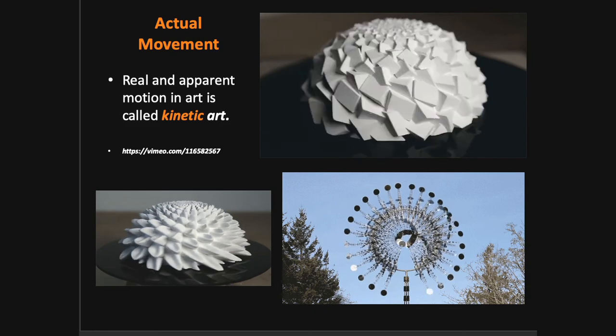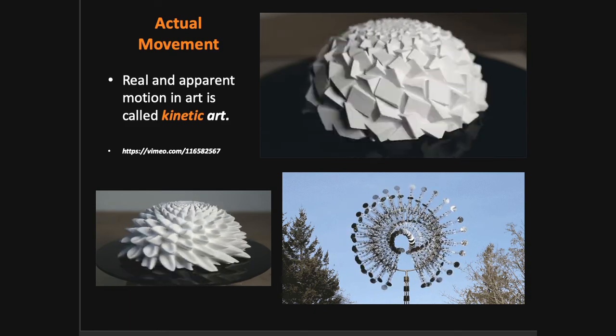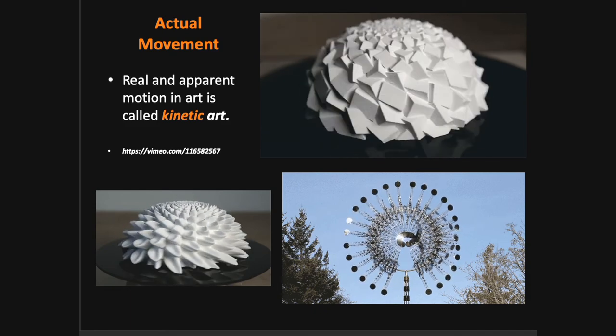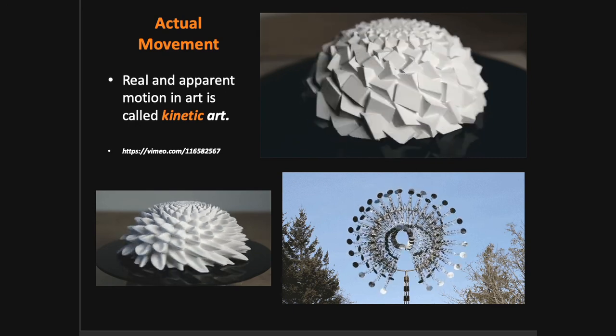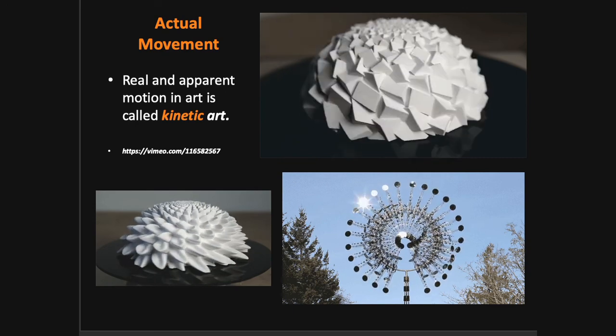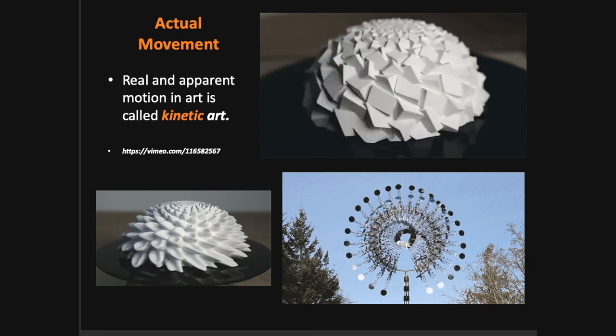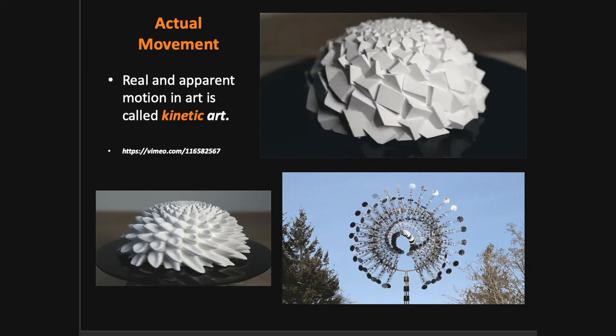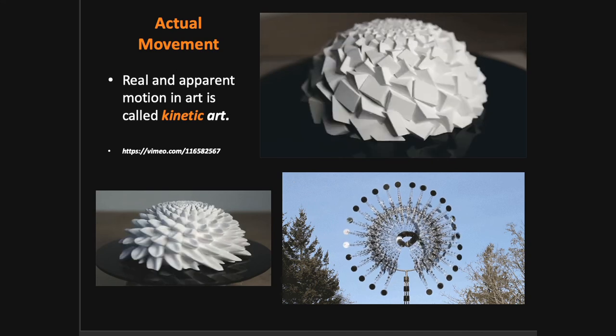And then the thing on the right-hand side is moved by natural elements. The wind is moving that. This is something that's positioned outside. So sometimes it might speed up, sometimes it goes slow, sometimes it doesn't move at all. But this is an example of rhythm in art, actual movement. This would be the playing of a song.